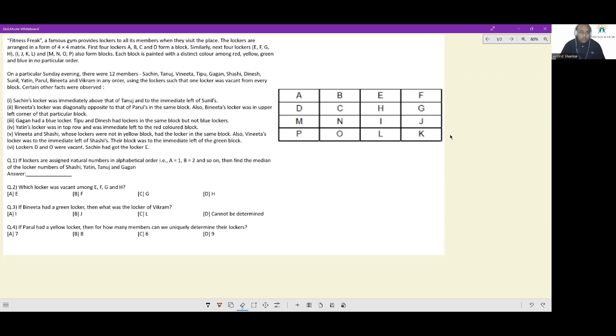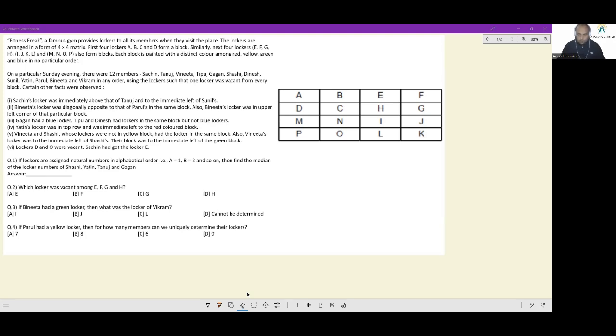Let's look at this question. Fitness Freak, a famous gym, provides lockers to all its members when they visit the place. The lockers are arranged in the form of a 4x4 matrix. The first four lockers, A, B, C, D, form a block. Similarly, the next four lockers, E, F, G, H, form a block. I, J, K, L, M, N, O, P also form blocks.